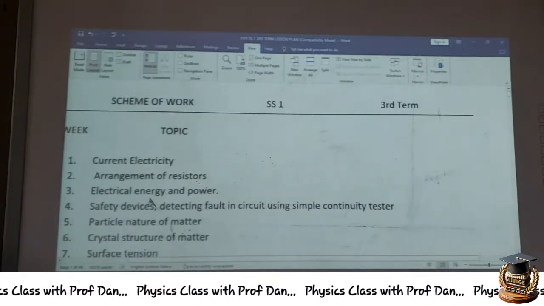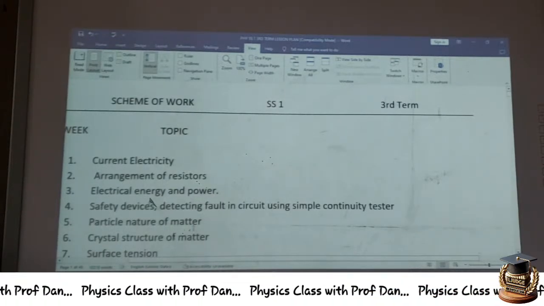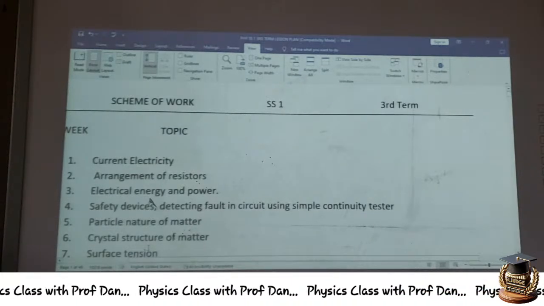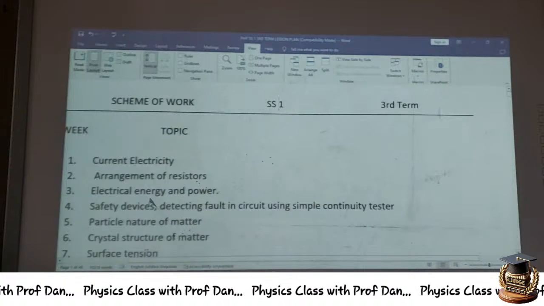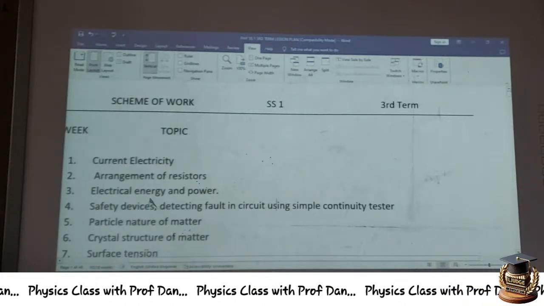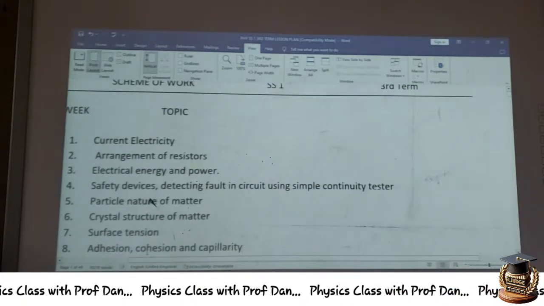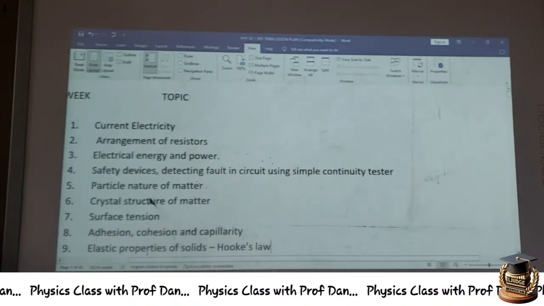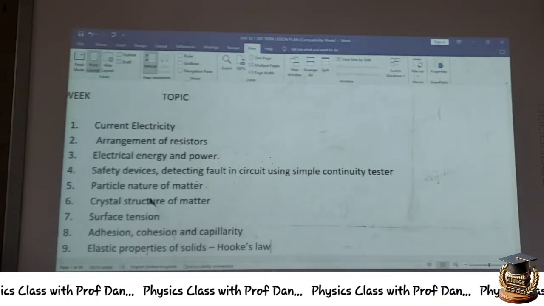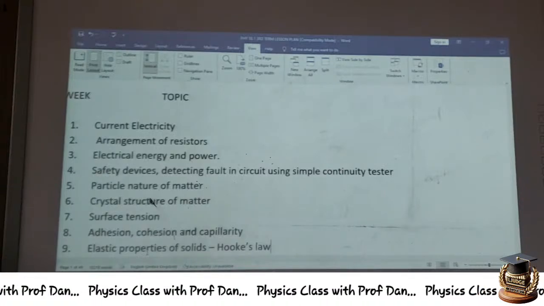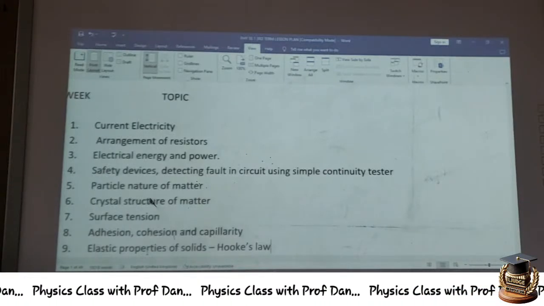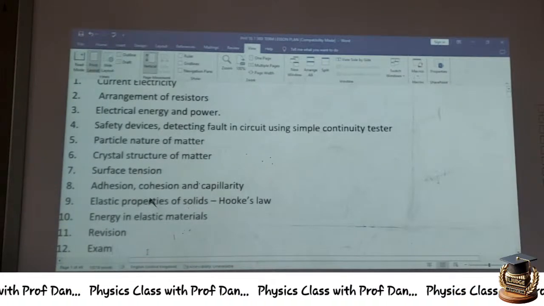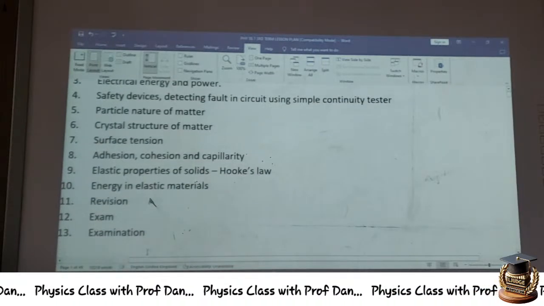Also, we will look at the particulate nature of matter, crystal structure of matter. Then we also deal with surface tension and also adhesion, cohesion, and capillarity. We look into that too. Then we move to elastic properties of solids, and that's Hooke's law. Then we look at energy in elastic material, and that will be all for the 10 weeks, then revision, then examination.